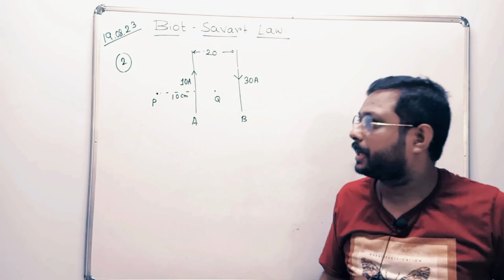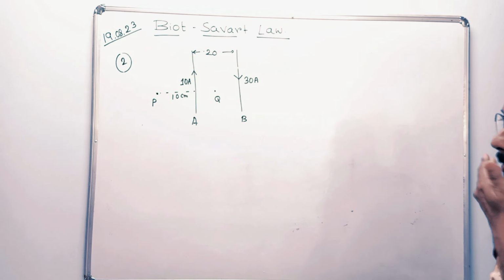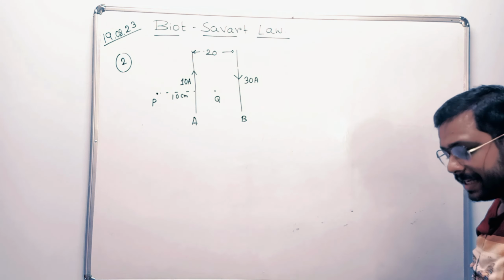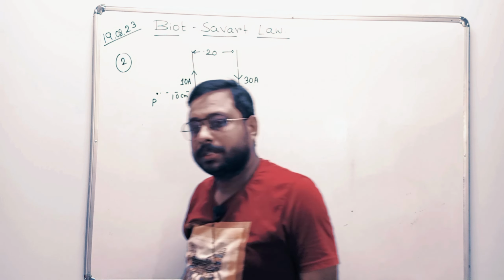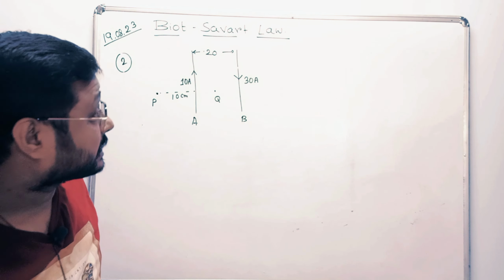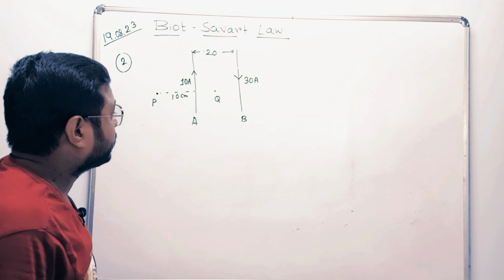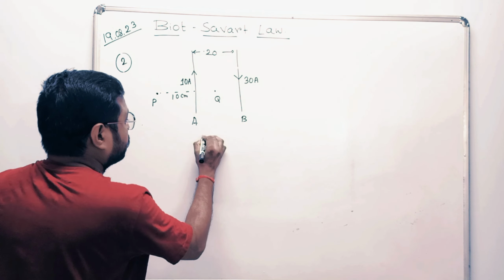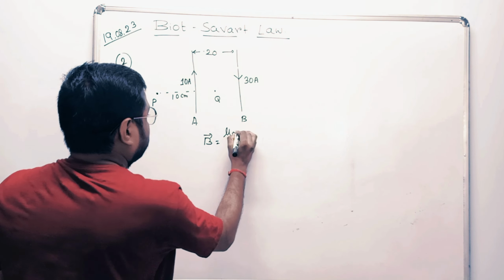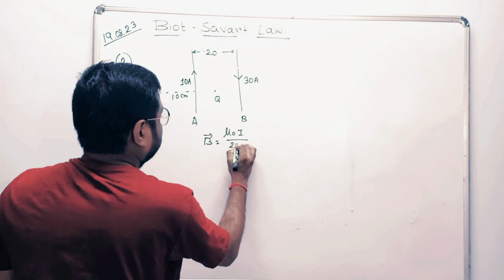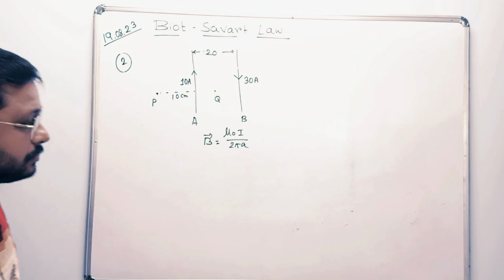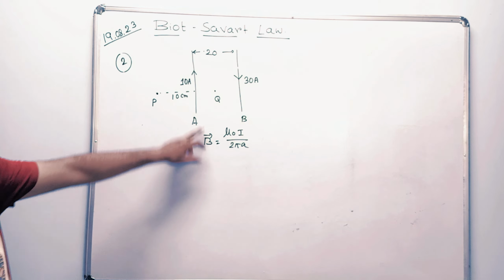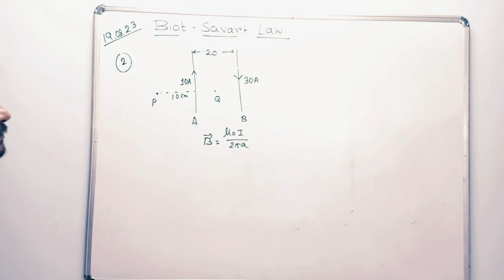How can we find the magnetic field? In this case, we do not write the equation mu naught I by 4 pi (sin phi 1 minus sin phi 2). We can directly apply the formula mu naught I by 2 pi A, because this is the midpoint of the wire.